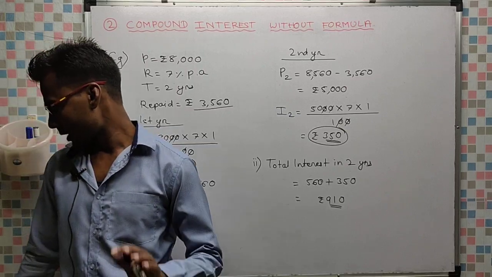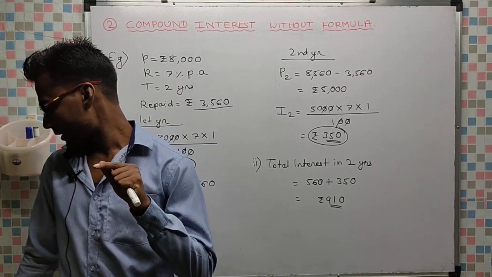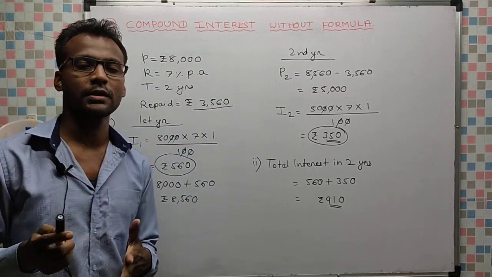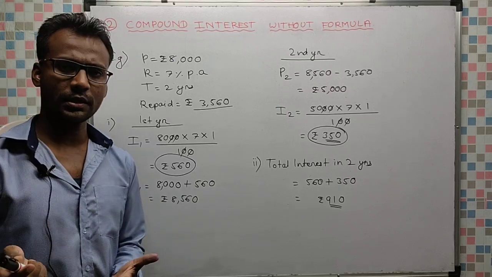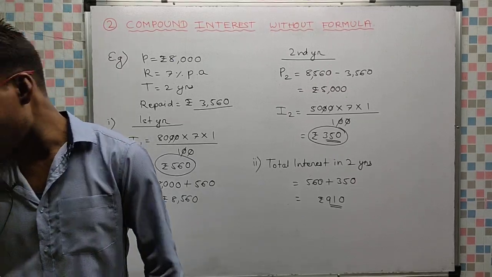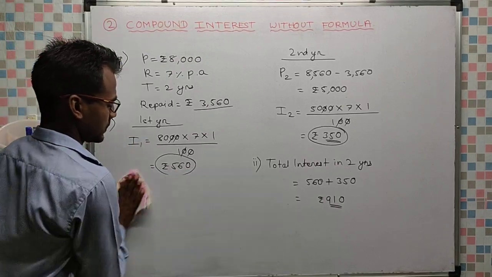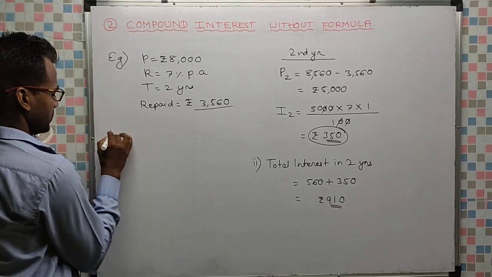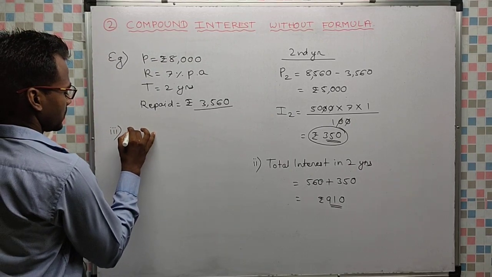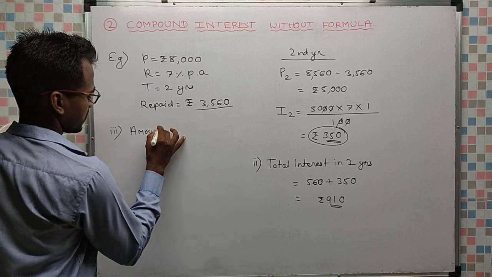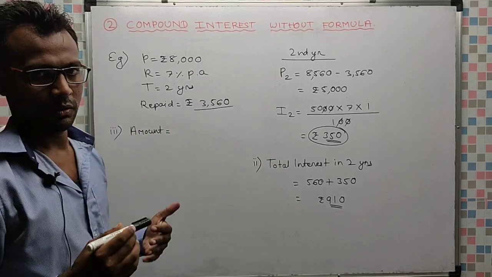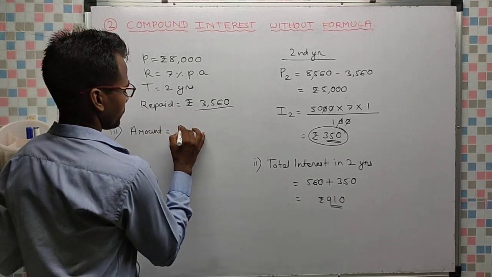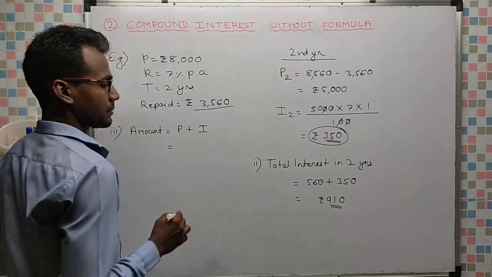Third bit: the total amount of money paid in 2 years to clear the debt. That will be principal plus interest. How much amount is paid to clear the debt? Total amount is P plus I, principal plus interest.